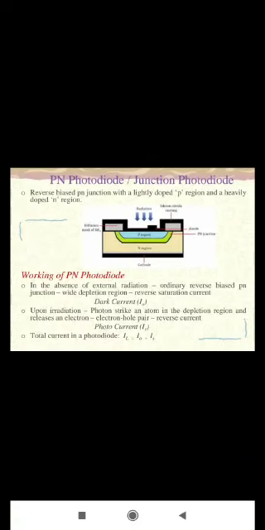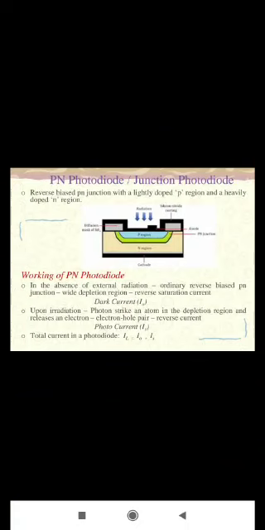Now coming to the working of a PN photodiode. In the absence of external radiation, that is when you don't supply any external radiation, the device behaves exactly like an ordinary reverse biased PN junction with a wide depletion region. At this time, there is only the reverse saturation current contributed by the minority carriers, and this current is referred to as the dark current in a photodiode. This dark current is usually represented as I0, that is I suffix 0.